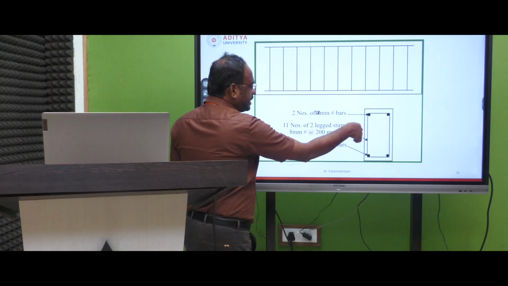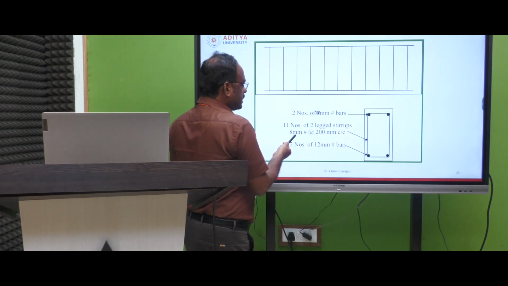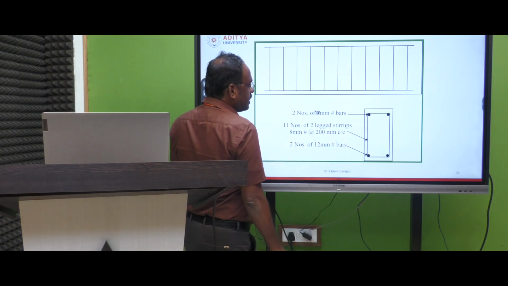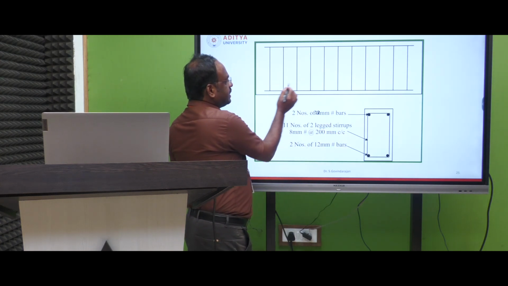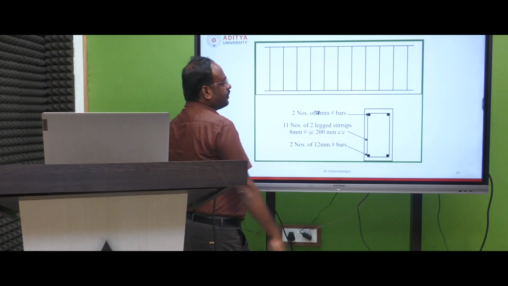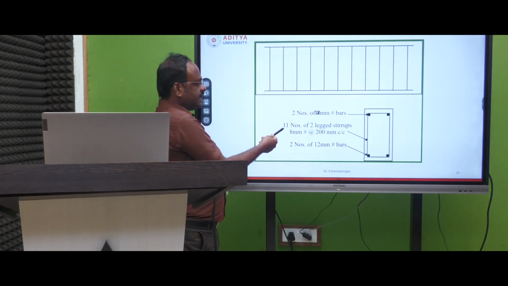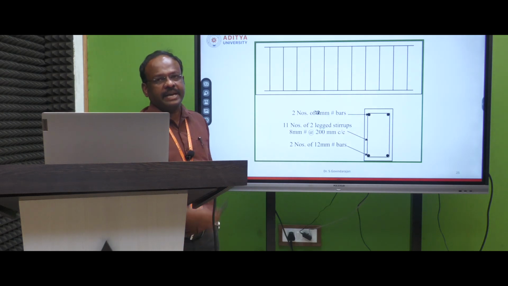It will be connected by the stirrups. We have 2-legged stirrups of 8 mm size at 200 mm center to center. These 2 stirrups, the center will be taken as 200 mm. Totally how many stirrups will we consider? I will consider 11 stirrups.